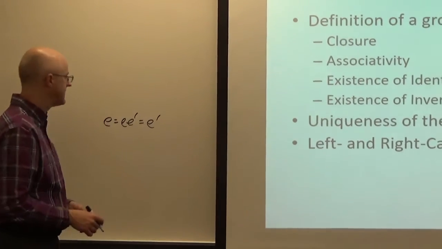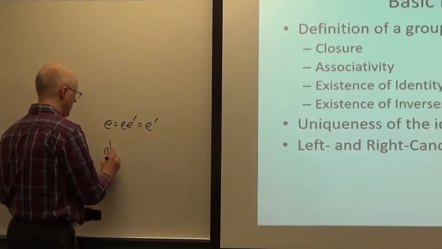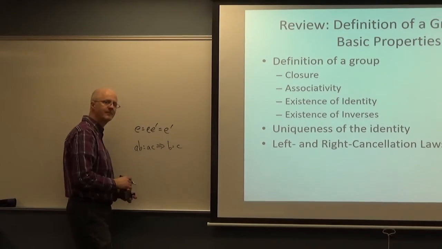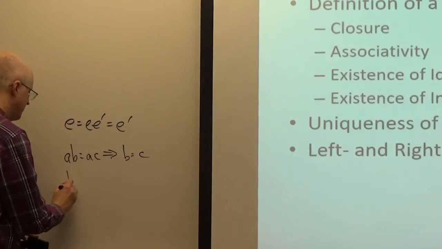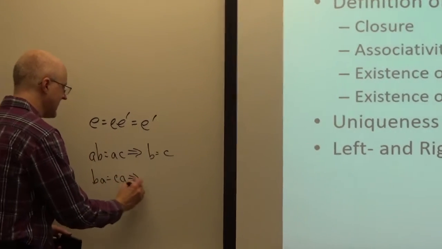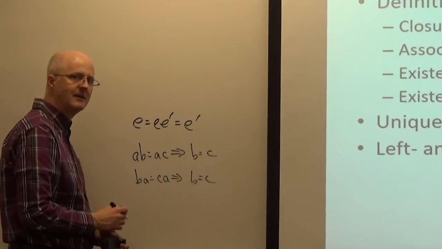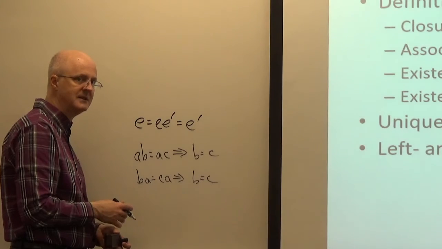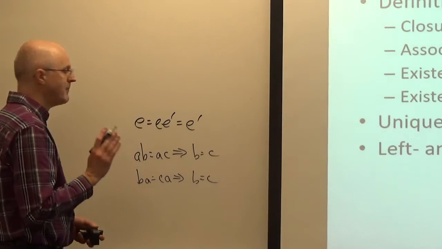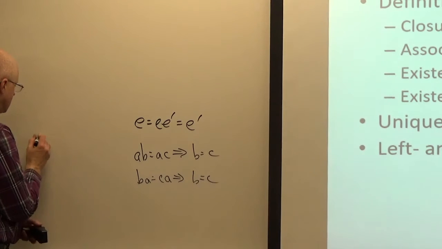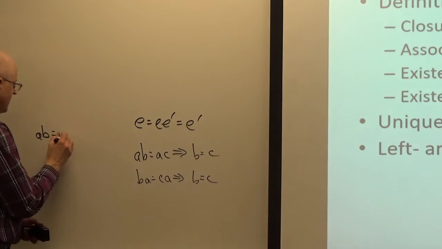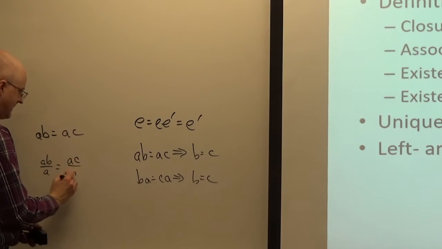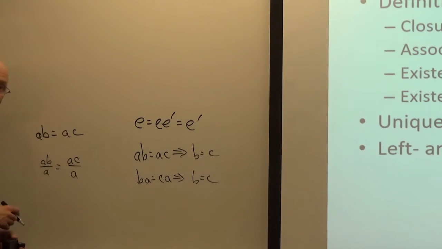Left and right cancellation laws. AB equaling AC implies B equals C. And BA equaling CA implies B equals C. Is it okay to put the slashes through the A's to emphasize the canceling? It's not a real big deal. But don't do this. Don't write something like this. That's bad. Don't write it like you're dividing by A.